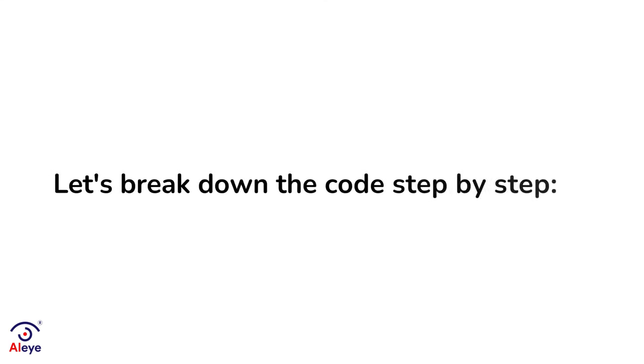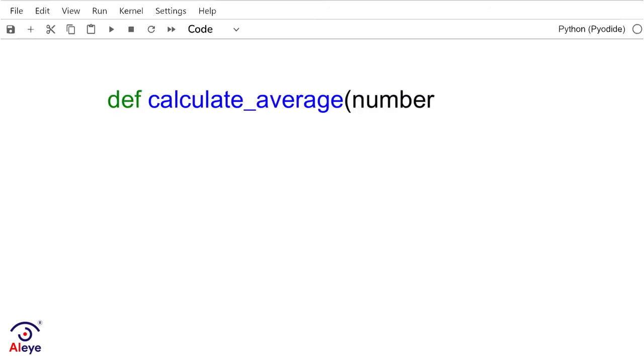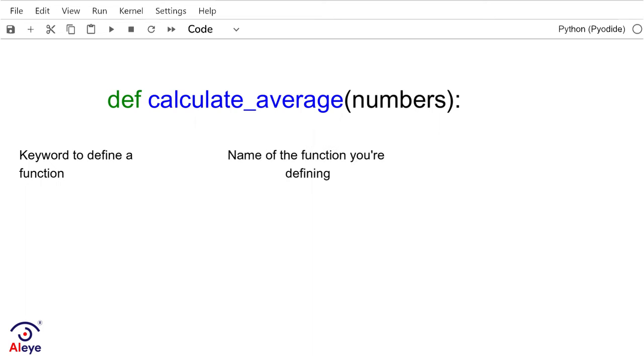Let's break down the code step by step. def calculateAverage(numbers). def is a keyword in Python used to define a function. calculateAverage is the name of the function you are defining. It can be any name you choose. numbers is the parameter list, enclosed in parentheses. It's like a placeholder for the data you will provide when you use the function. In this case, the function expects a list of numbers as input.